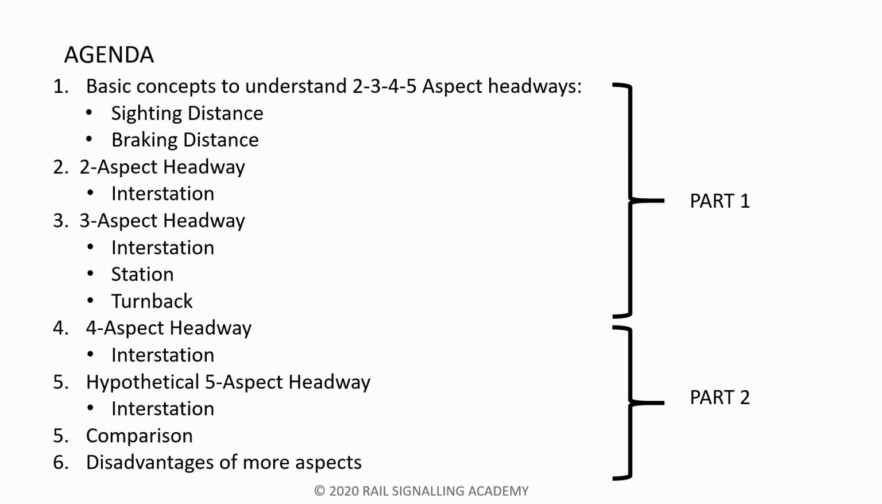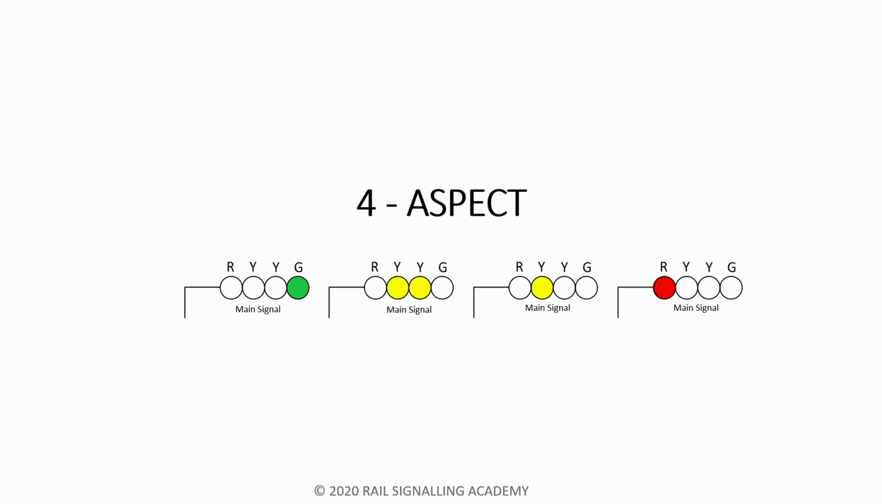In this one, we'll be talking about four aspect headway. Again, we'll stick to only the interstation portion, and then we'll talk about hypothetical five aspect headway. Again, only the interstation scenario, and then we will dive into comparing all these headways with each other, and then I'll be discussing the disadvantages of adding more aspects. Now, going back to the definition, main signals are the ones that can have a danger aspect or stop aspect. So all of these can carry the stop aspect.